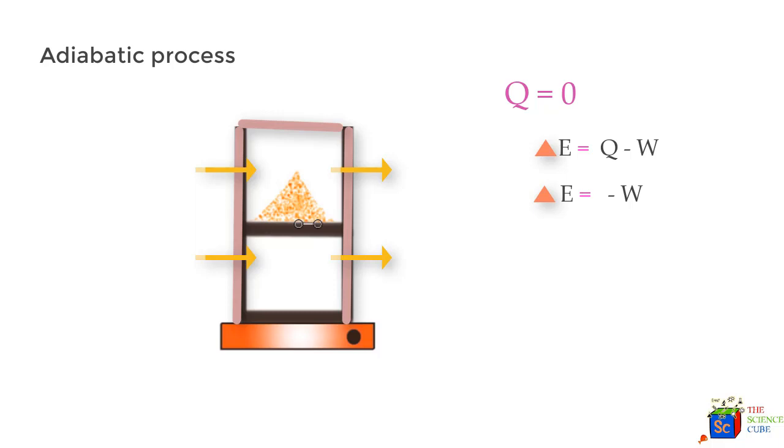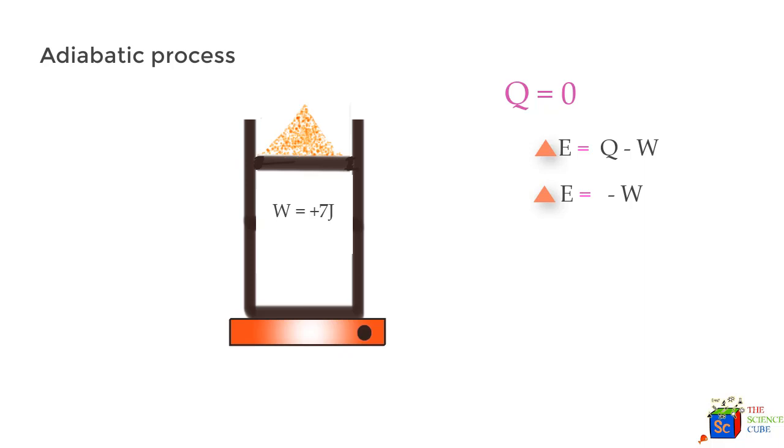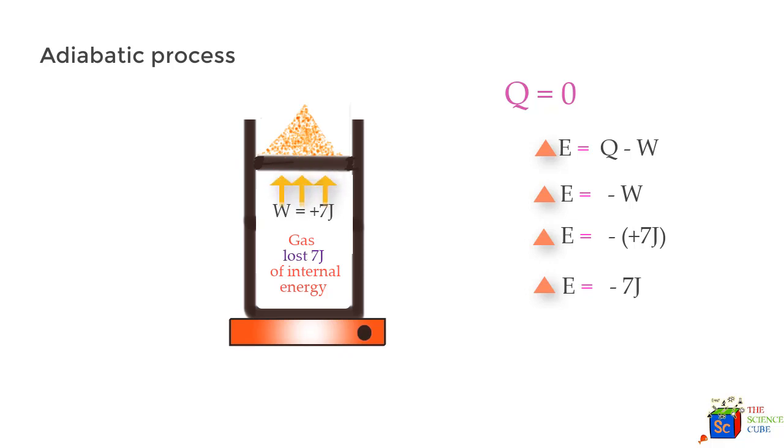So if the gas pushes the piston up, it does positive work, and let us for a moment take some number like 7 joules of positive work done by the gas. Then if you put W is equal to 7 joules in here, what we see is delta E is equal to minus 7 joules, which essentially means that the gas or the system has lost 7 joules of energy. And it makes perfect sense since the gas molecules are losing their energy while trying to push the piston up, and we know internal energy is nothing but the energy of all the molecules put together.